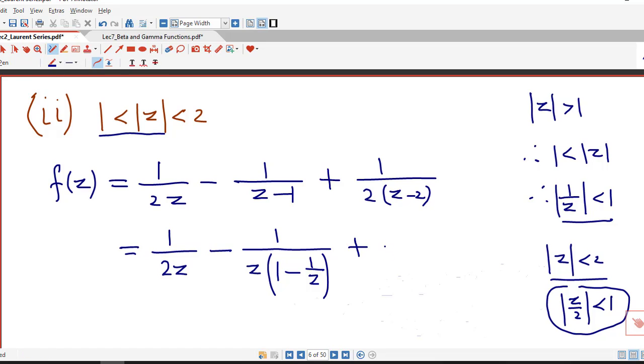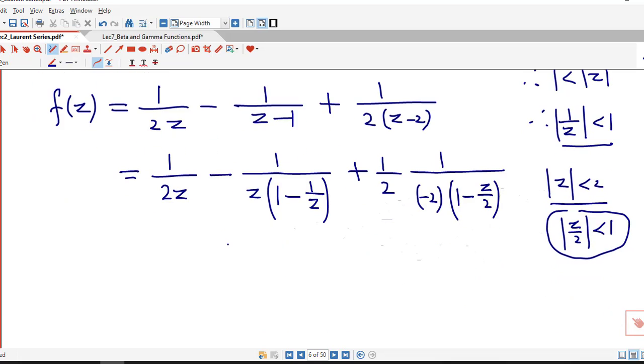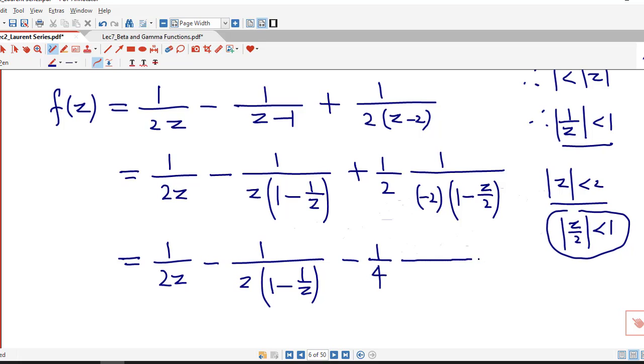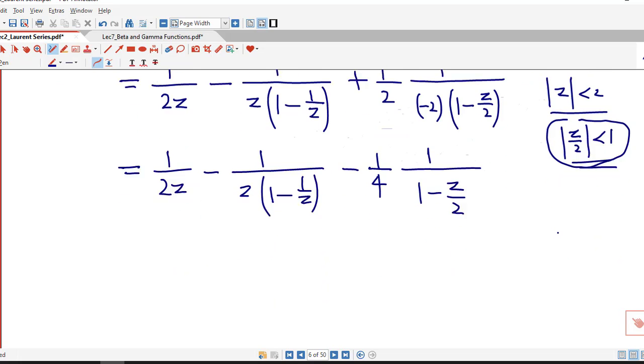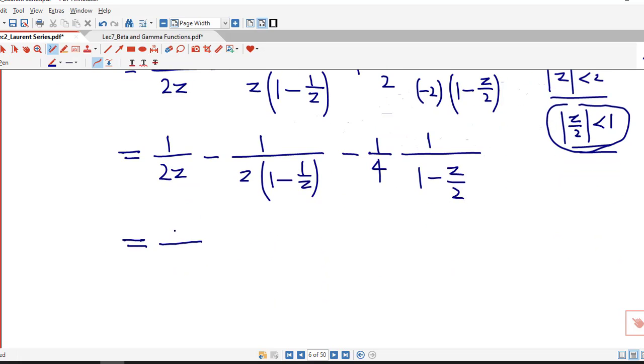So this we rewrite, we write one more step. Here we take minus 2 common, and here we have 1 minus z by 2. So now we rewrite all these things in proper way. This is 1 by 2z, this is as it is, 1 minus 1 by z, and here we obtain coefficient as minus 1 by 4 and 1 minus z by 2. So here absolute value of 1 by z is less than 1, here absolute value of z by 2 is less than 1. So now we are able to use that standard Maclaurin series expansion.